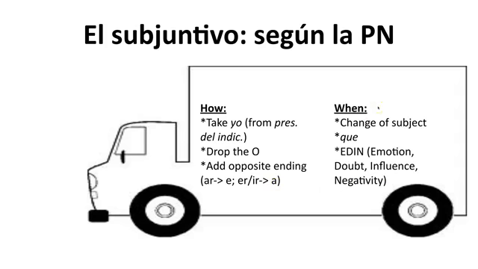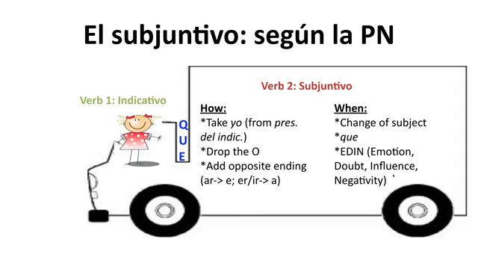When do we use the subjuntivo? When there's a change of subject, que, and emotion, doubt, influence, or negativity. The first verb is indicative. In other words, the good old present tense you've been using since Spanish 101. Normal. Then you have que, holding this whole rig together, and then you have the second verb, which is conjugated in the subjuntivo. And that's how all those examples on the previous slide worked.